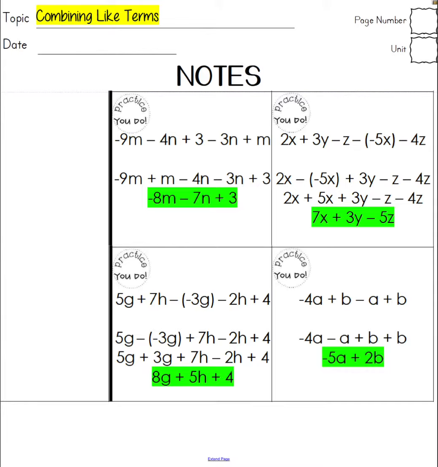Here are the answers for the last 4 examples on your notes sheet. So you need to double check to make sure that you came up with the same simplified version of the expression, as well as you understand the process of how you got to those answers, and if you made any errors that you make the necessary changes. Let me know if you have any questions and you need some extra assistance.